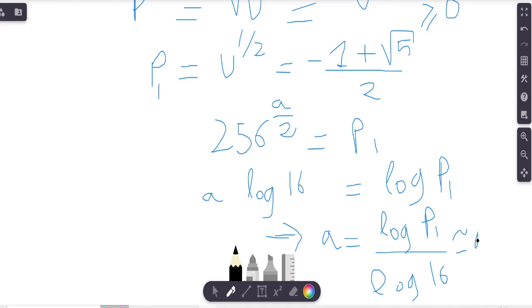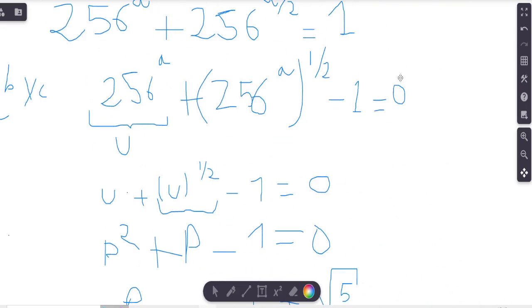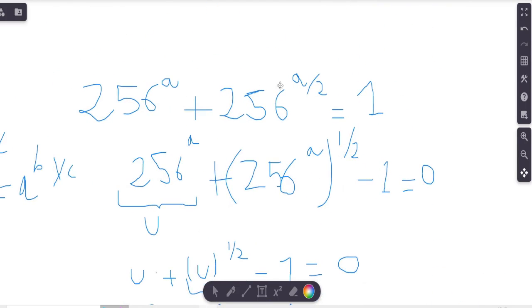That gives 0.173. So that's our answer, and if you replace a in the equation above, you will find that it's almost equal to 1.